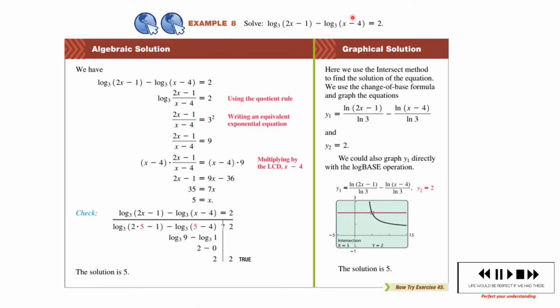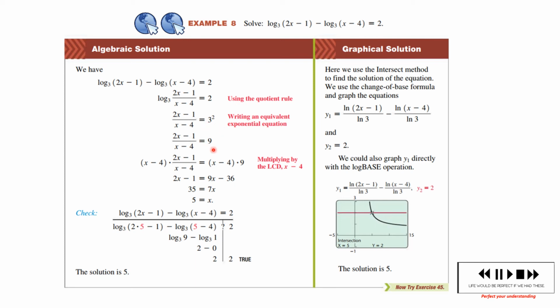Problem 8. Again, this time it's a similar problem. It's logarithm base 3, but we're subtracting this time. So from algebra, we will find that the difference of the logarithms is the logarithm of the quotient. Again, I'm going to use the exponential form. So 3 squared is going to be equal to this expression. That's going to be 9.